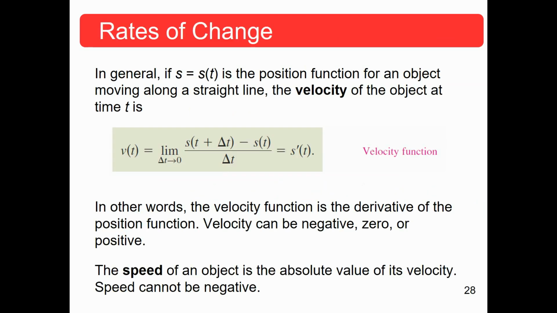All right, so in general, if s is the position function for an object moving in a straight line, then the velocity of the object at time t is just given by the first derivative of the position function. So velocity is the derivative of the position function. Velocity can be negative, it can be zero, it can be positive, it doesn't matter, right? But it's going to be the first derivative of the position function. Now, the speed of an object is just the absolute value of its velocity, so remember that speed is not going to be negative. Velocity can be negative.